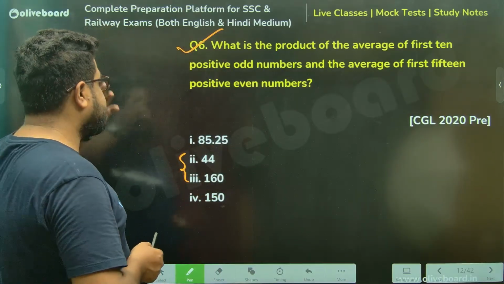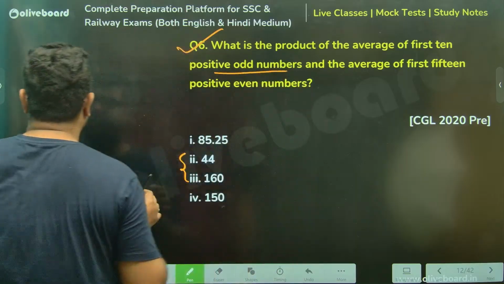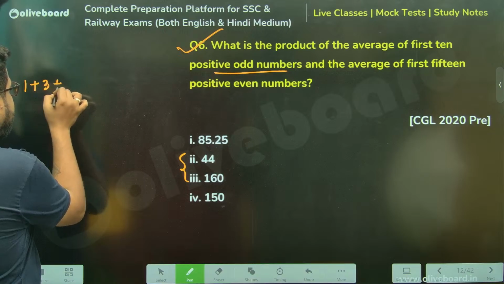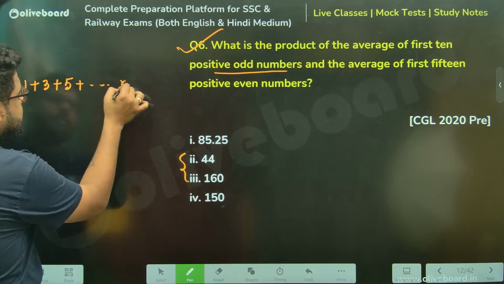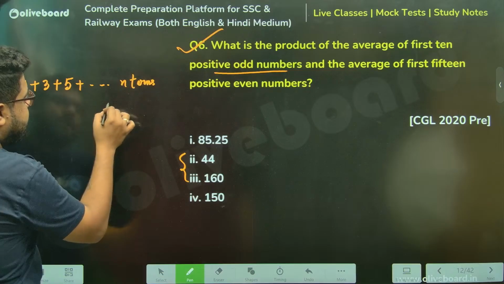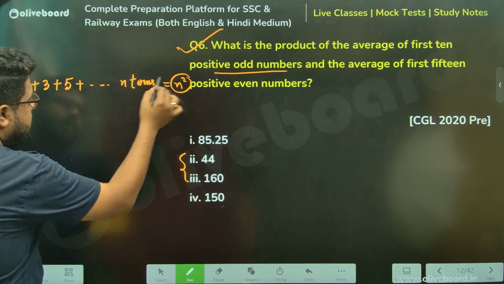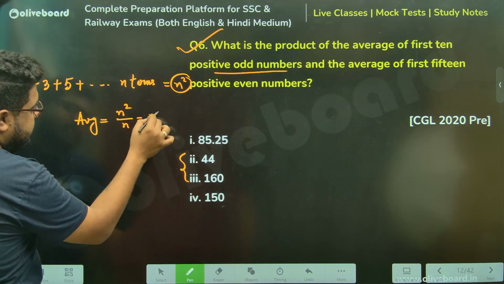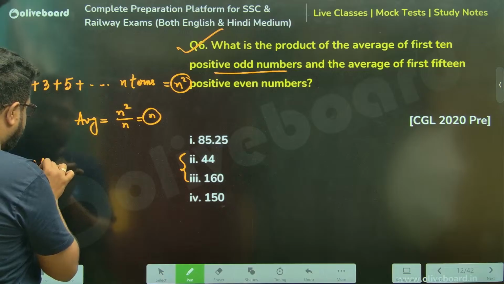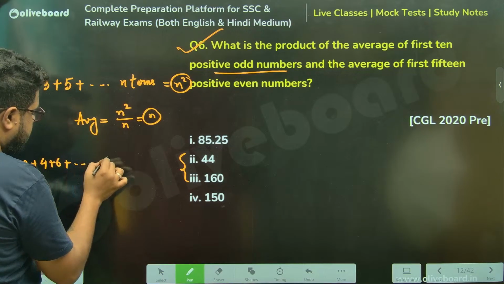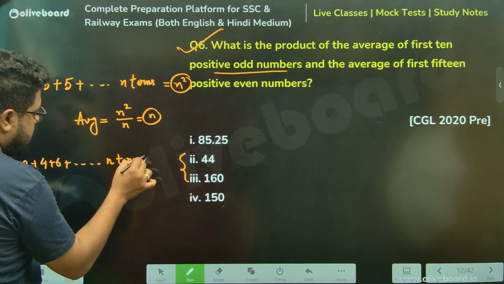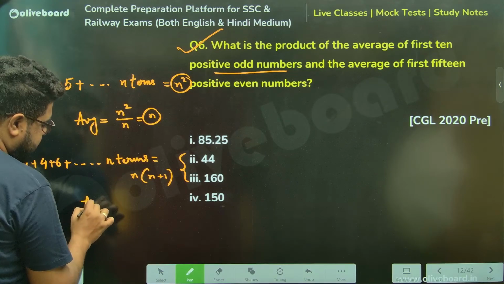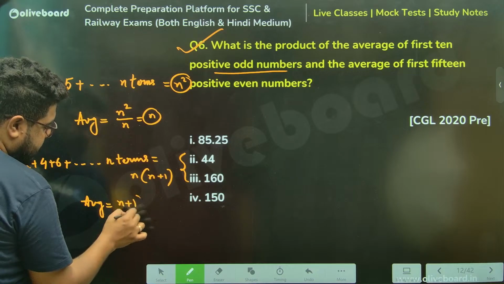Product of the average of the first 10 positive odd numbers. So remember, the first n odd natural numbers, sum is always n square. So average will be n. Similarly, sir, if it is even, 2, 4, 6, 8 like that, then the sum is always n into n plus 1. So average becomes how much? Divided by n, so n plus 1 directly.